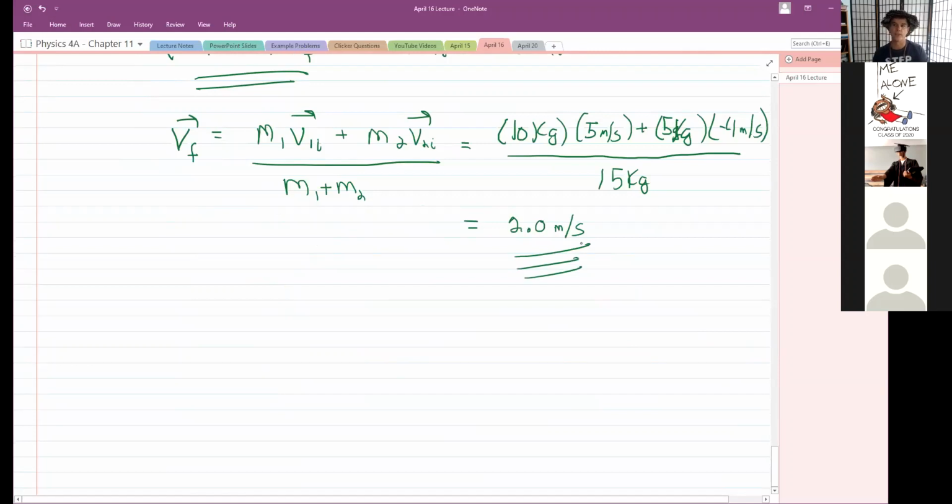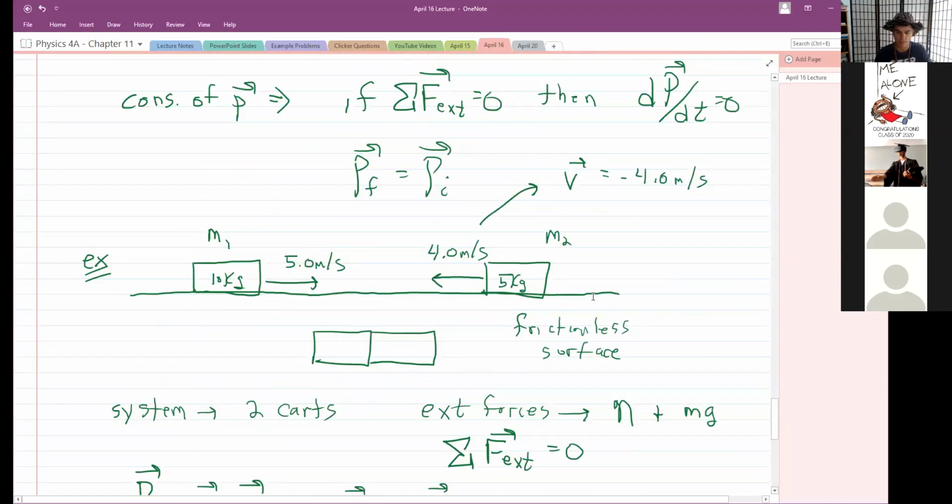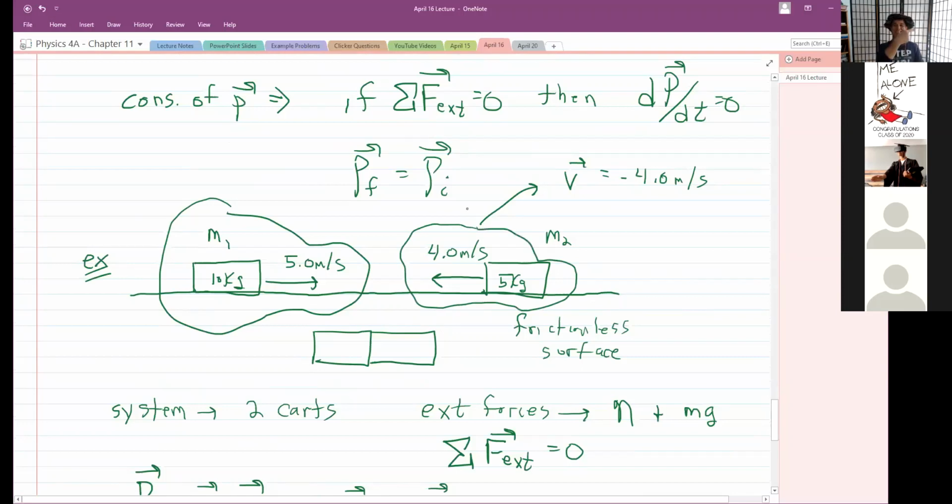Hey, those numbers worked out nicely. Now, you could have figured out beforehand what direction this thing is going to move afterwards. How? Well, initially, mass 1 had a total momentum of 50 kilogram meters per second to the right. Mass 2 had a total momentum of 20 kilogram meters per second to the left. So the system has more momentum moving to the right than to the left, which means after the collision, the momentum still has to be pointing to the right because momentum is conserved.